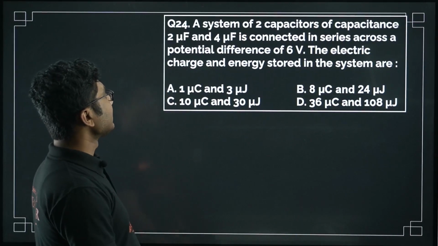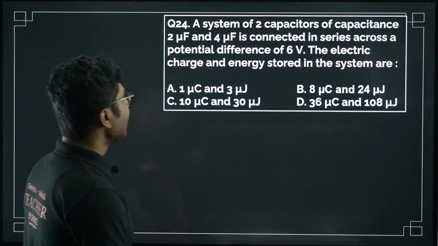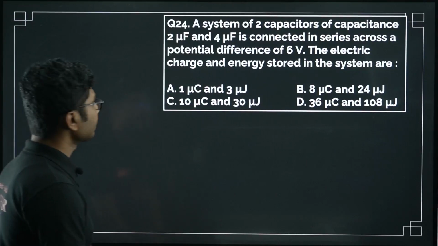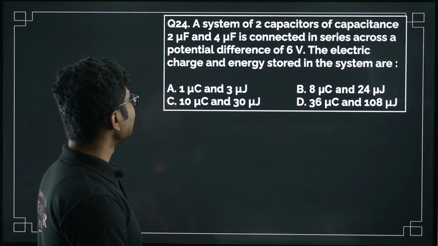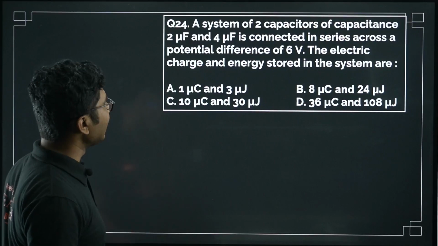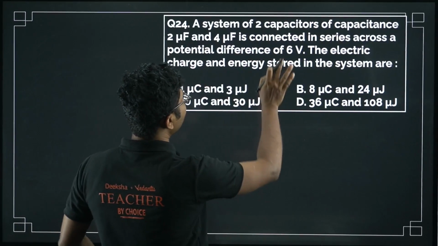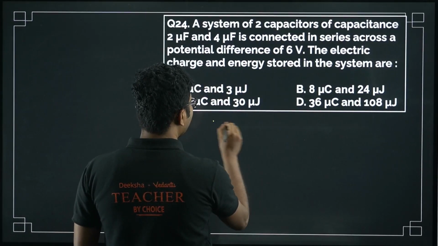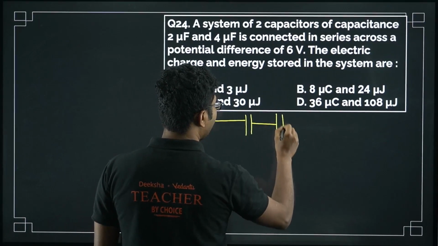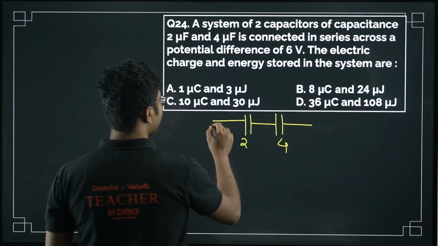Now 24: a system of two capacitors of capacitance 2 microfarad and 4 microfarad is connected in series across a potential difference of 6 volt. The electric charge and energy stored in the system are? Okay, so we have solved one similar question. Only thing is that here this is a straightforward question. 2 and 4 microfarad connected in series across a potential difference of 6 volt.